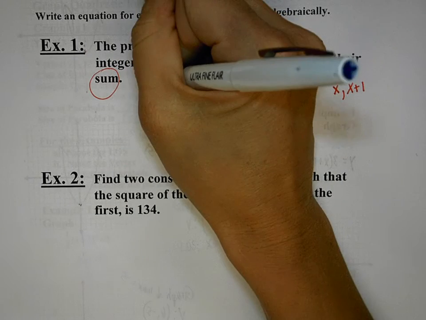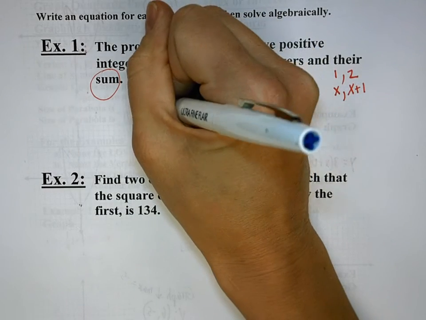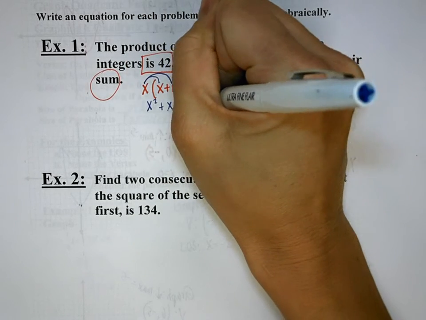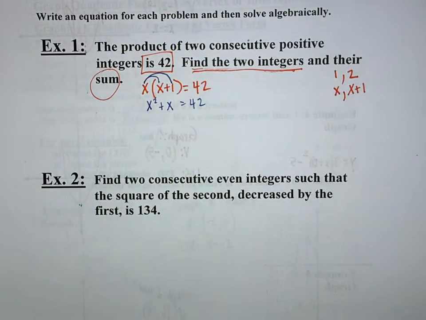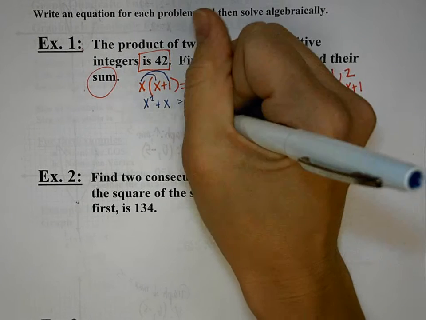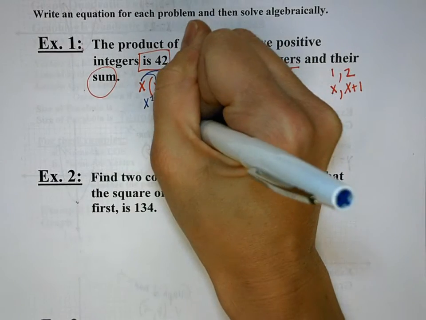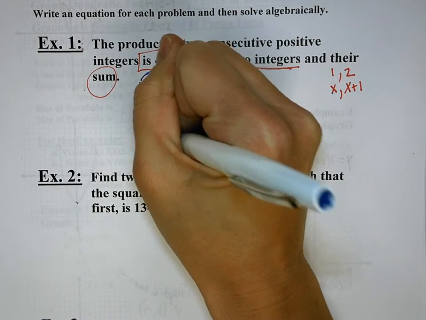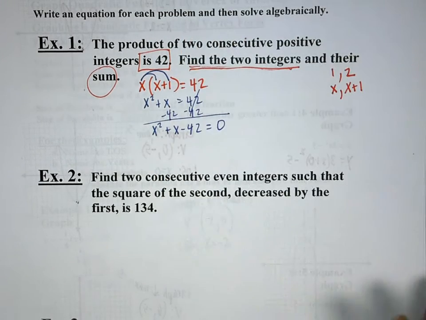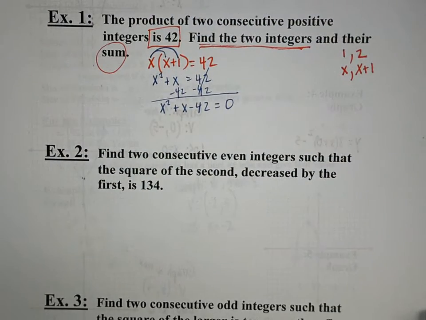Good. Distribute or multiply. So we're going to go x times x, which is x squared, and x times 1, which is x, equals 42. Now anytime you see an x squared, we need to make our equation set equal to what? 0. And then we're going to have to factor. So I'm going to subtract 42 from both sides. We have x squared plus x minus 42 equals 0. And then we're going to now factor.